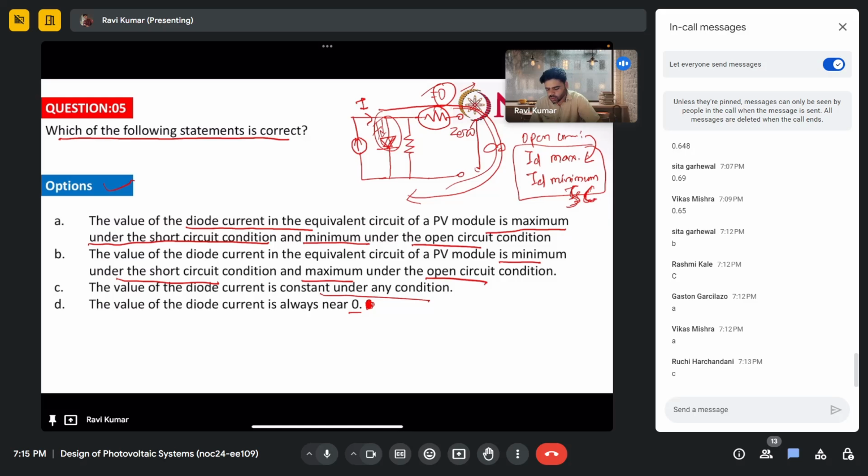Let's say there is no RS. Then current through this ID will be 0, and that is the minimum. It means under short circuit condition it will be minimum, under open circuit condition it will be maximum. So B is the right answer.